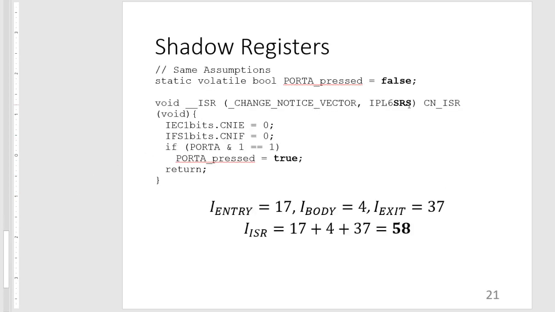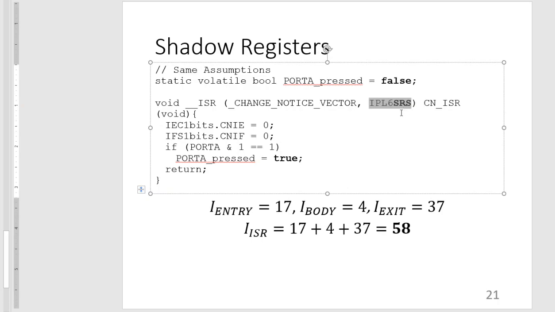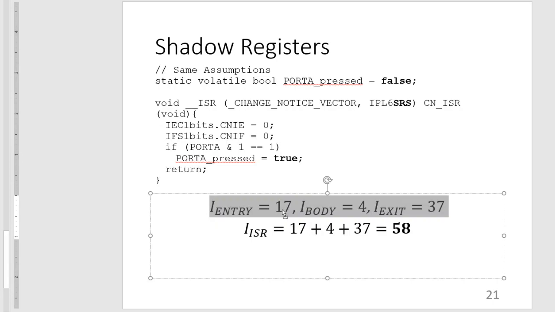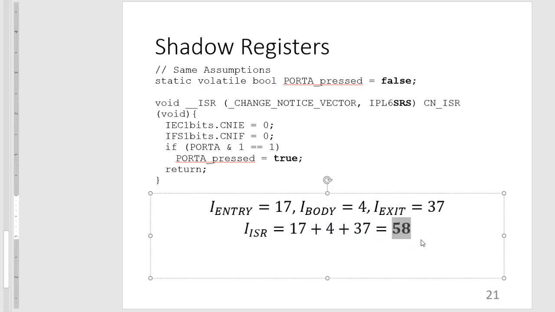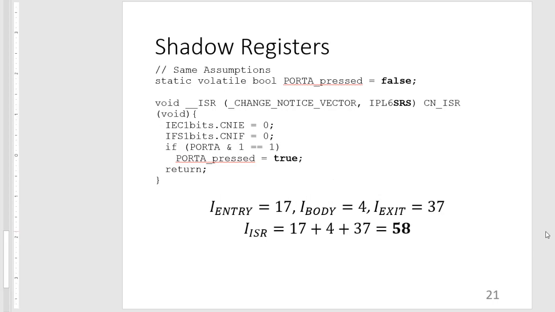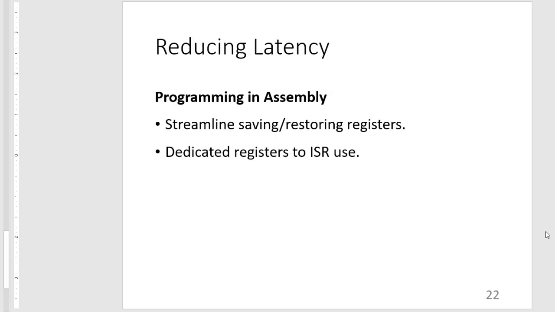In our previous example, I just set this as SRS, and then our entry would be 17 cycles instead of 19, and our exit will have 37 cycles instead of 40. So adding them all up, 58 clock cycles. We were able to shave off around 5 clock cycles, which isn't a big thing, but if, for example, this is an ISR that occurs very often, it's still a valuable reduction in the ISR overhead.